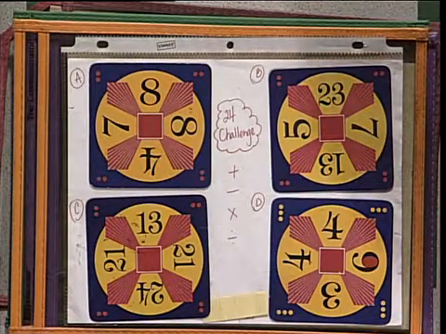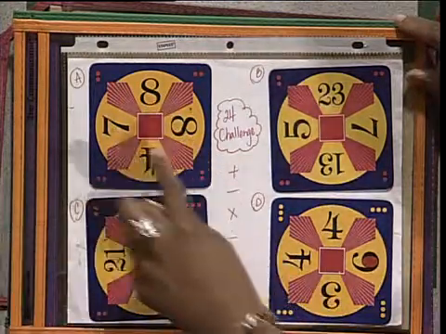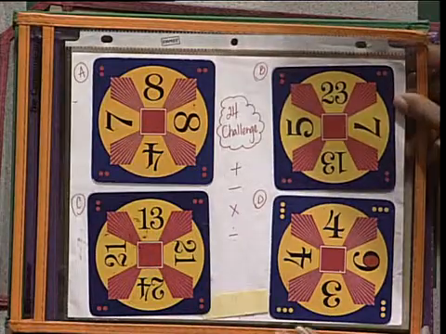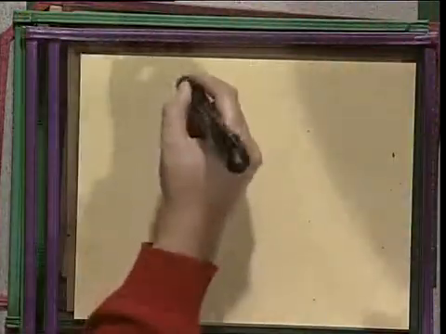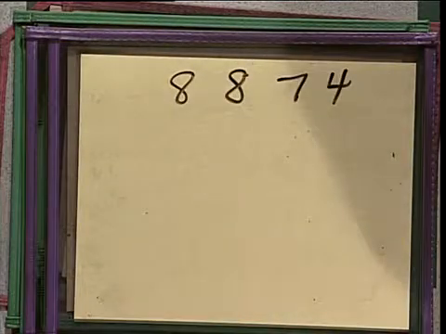Card A. So you have the numbers 8, 8, 7, 4. Yes. Okay, so we're going to write those numbers, 8874. Okay, Kumba.